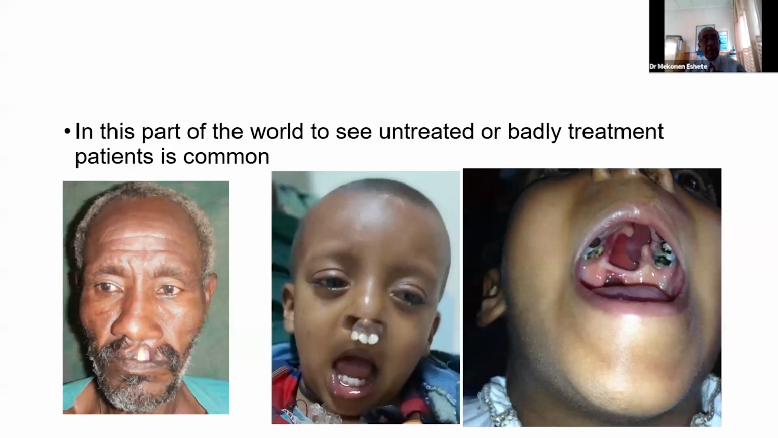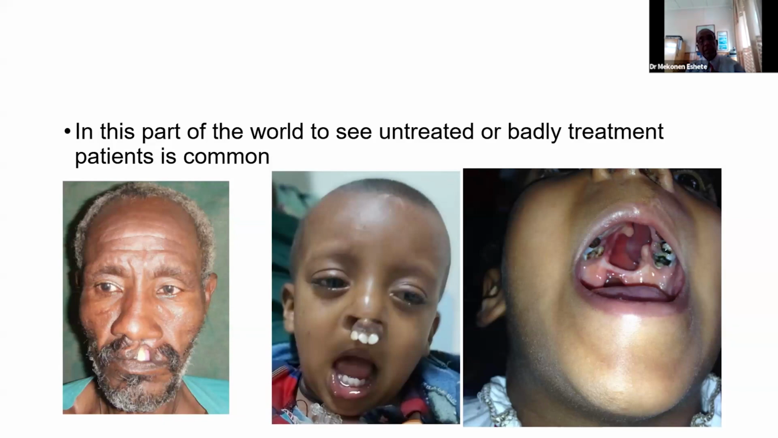So in this part of the world, it is very common to see untreated adults with cleft lip and palate. For example, this man to the left, he lived with this anomaly. He has gone through all the psychological burden, all the insults from the community, and he thought that he should live with this. But later on, his grandchildren started to be ashamed of him. They asked him to get the treatment. So because of his grandchildren, he came to our unit and got treated.